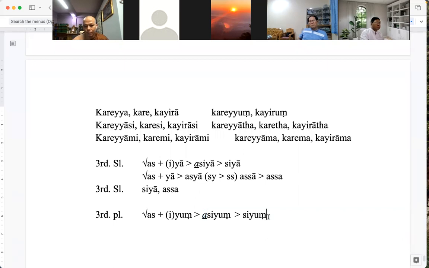And then another form, the same way. So root as, but here we don't insert i, only the yo form. So now we have a-s-yo. So here also there is a double consonant, you see, like sa ya to sa sa.